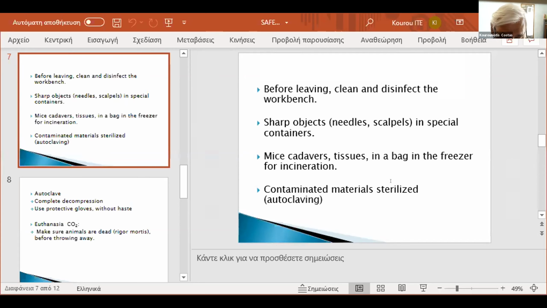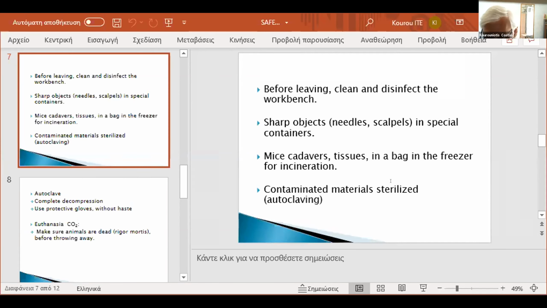Now, about the animals we don't need anymore or we have to sacrifice. If it's a large number of animals, we use CO2, carbon dioxide. If there are just a few, we can use cervical dislocation. But before we throw them away, we have to be very, very sure that they are dead.